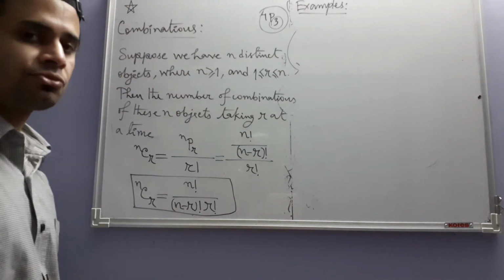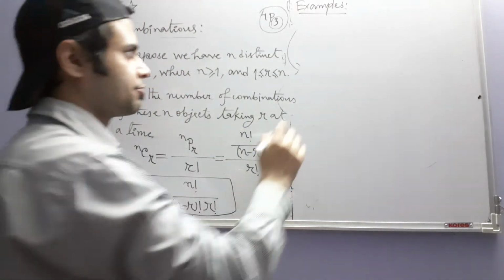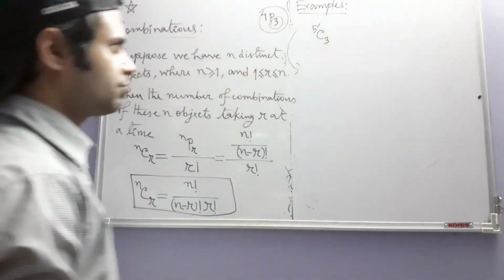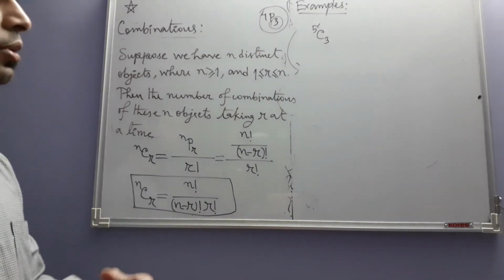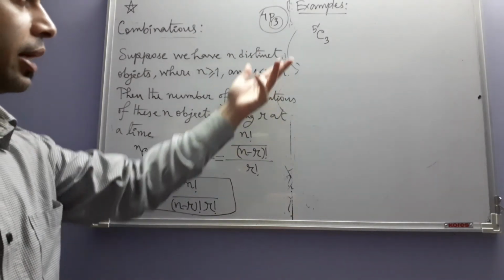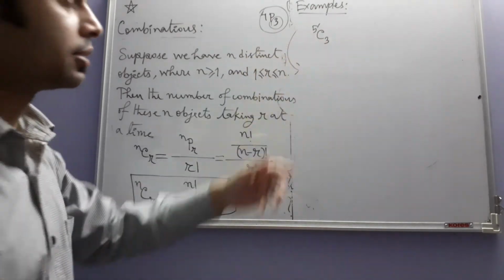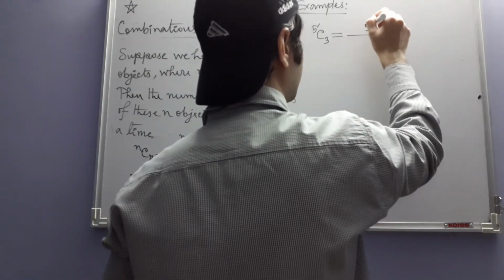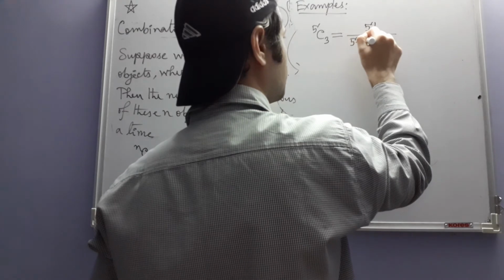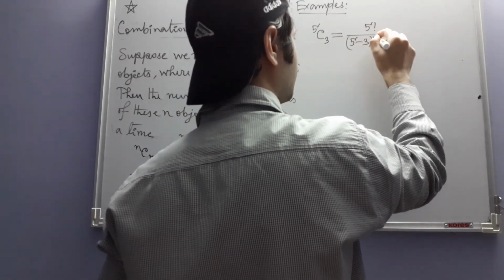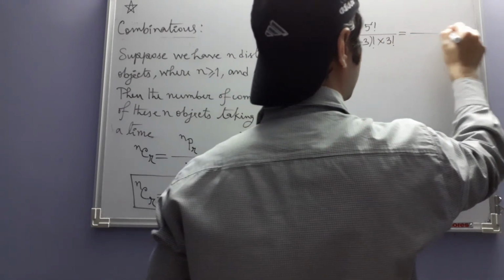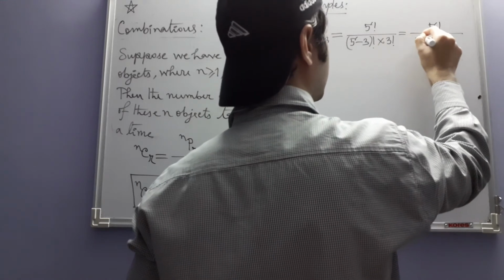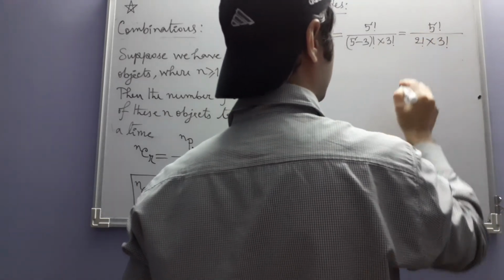Say we have 5 different objects, 5 distinct objects, and I want to find the number of combinations, or number of groups, of 3 objects that I can form from among 5 objects. So that number will be, according to the formula, 5 factorial divided by (5 minus 3) factorial times 3 factorial. So this becomes 5 factorial divided by 2 factorial times 3 factorial.